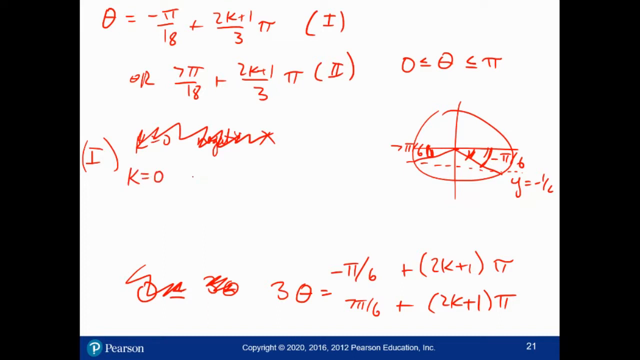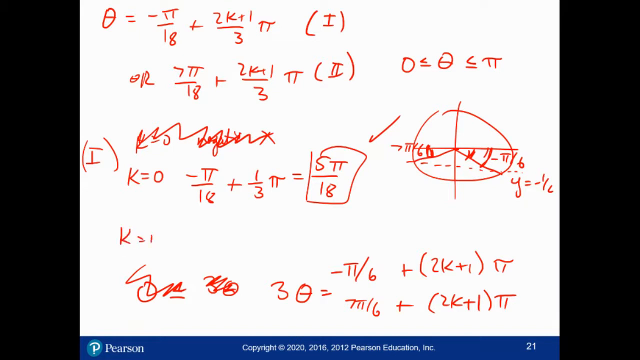Let's try k equals 0. We end up with negative pi over 18 plus 1/3 pi. Using 18ths as our common denominator, 1/3 is 6/18, so this is 5 pi over 18, which indeed is in between 0 and pi. That's a totally legit solution.